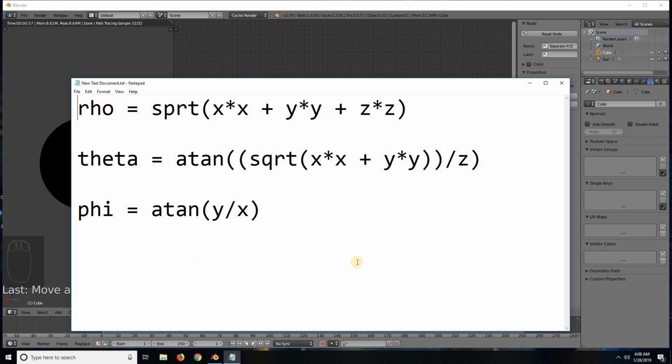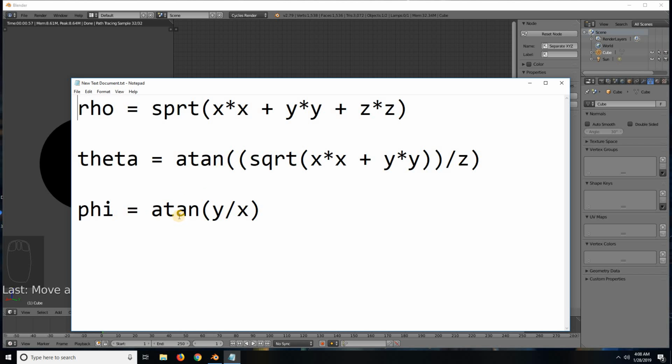Theta is going to be like our equator, the angle around our equator, and phi is going to be the angle from our pole to our equator. And as you can see, for rho, it's going to be the same as the last time. For our magnitude, it's going to be the square root of x squared plus y squared plus z squared. Theta is going to be the square root of x squared plus y squared divided by z, and then we're going to find the arctangent of that, and that'll be our theta.